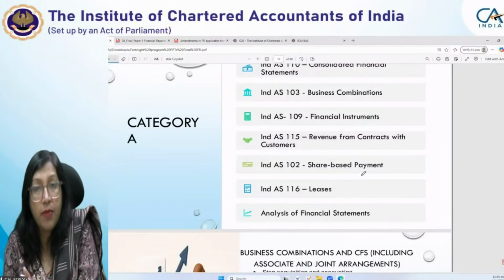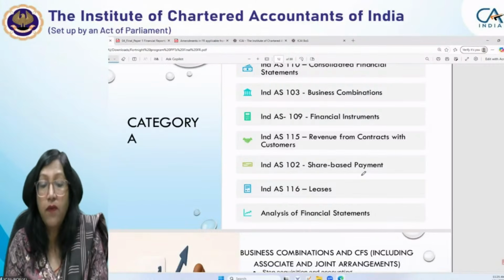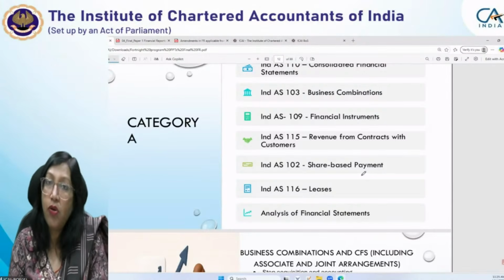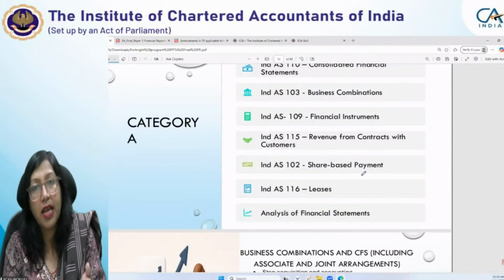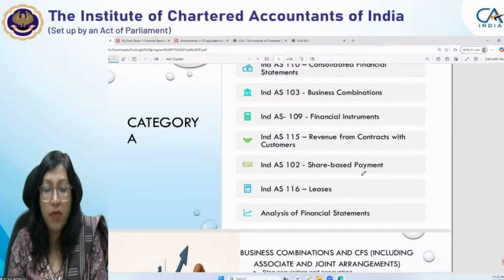That is first time adoption of Indian accounting standard. With respect to this, there are only two topics. So definitely your probability is that one question of 5 marks will be asked from this topic.